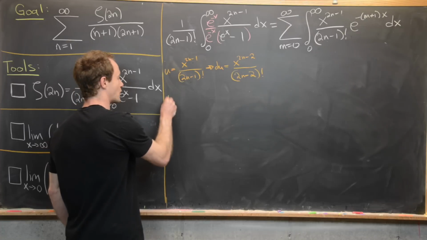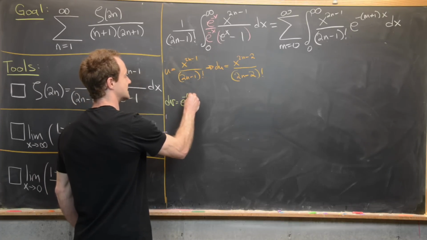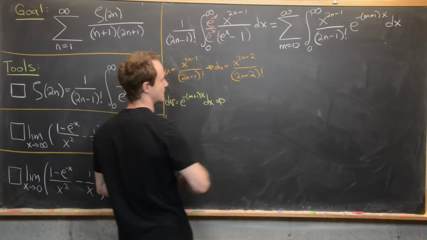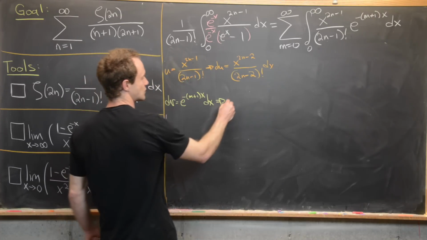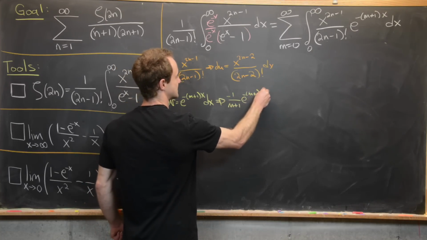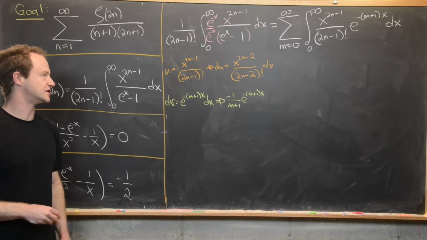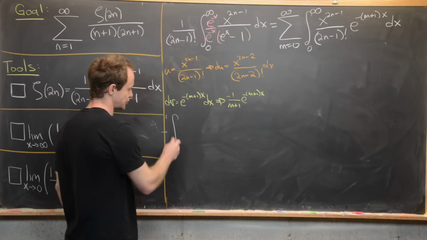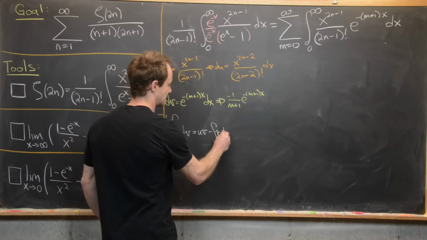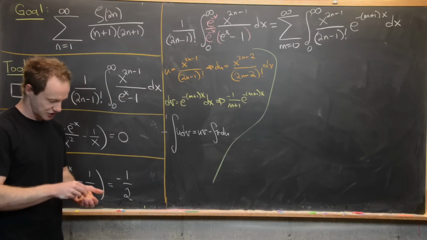And now our dv portion will be the exponential part. So dv will be equal to e to the minus quantity m plus 1 x dx. Taking the antiderivative, we see that v is equal to minus 1 over m plus 1 times e to the minus m plus 1 times x. Good. Those are all of the pieces we need to use the integration by parts formula, which, to recall, is the integral of u dv equals u times v minus the integral of v du. So now let's put all of that into our formula.